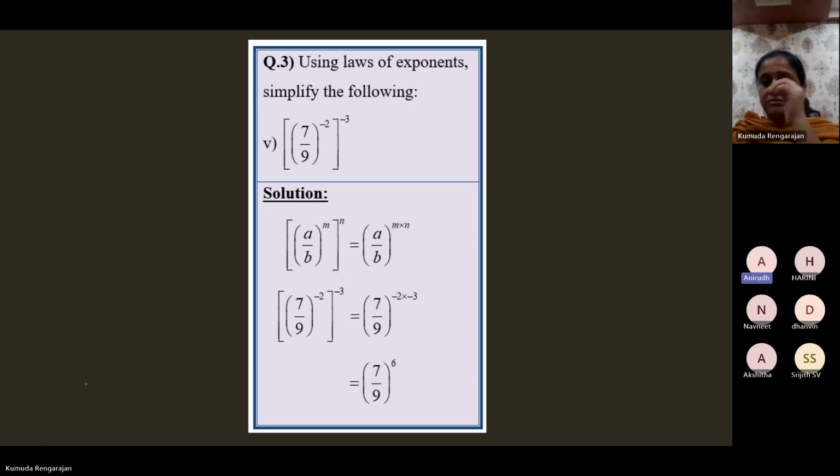Ma'am, is it necessary to write all the laws in the exam? All the laws you don't have to write, but you have to write the law according to the question, whichever law you're using to simplify. You have to mention that.